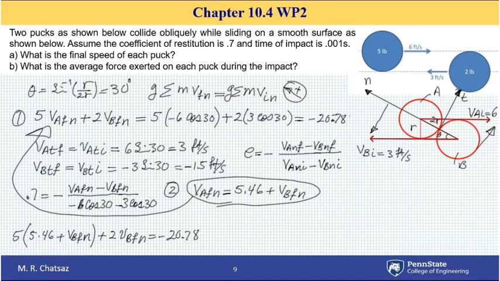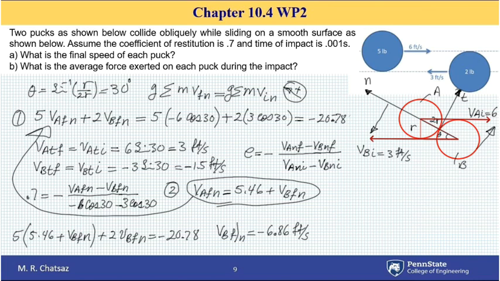Therefore, I can do the algebra and find VB final. This is the normal component. It turns out to be minus 6.86 in feet per second, since the given values are in foot per second. If you look at the PDF solution, I think we might have made the mistake of writing the units as meters per second. So please make that correction.